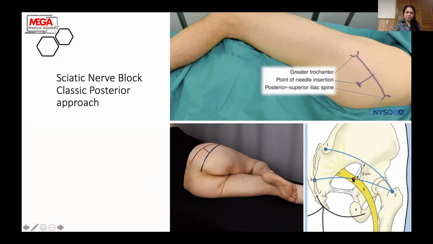And you put your needle, and it's best done with the nerve stimulator, because it's a deep block, and if you have an obese patient, it's going to be very challenging. So you use the nerve stimulator. If you have an ultrasound, a curvilinear probe would be great, but even with the ultrasound, it's not easy to see.